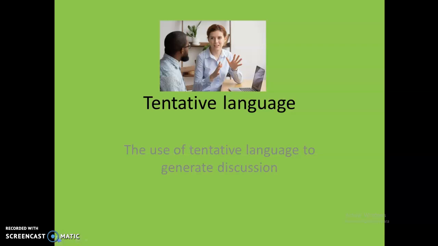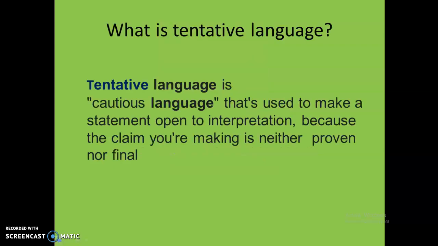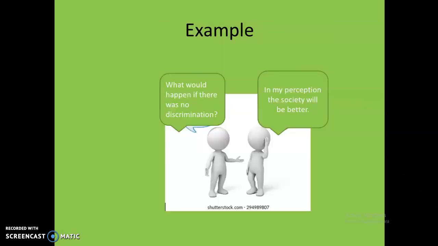Today we're going to check the topic of the use of tentative language to generate discussion. First, we're going to check what is tentative language. Tentative language is cautious language that is used to make a statement open to interpretation because the claim you're making is neither proven nor final. We have an example.